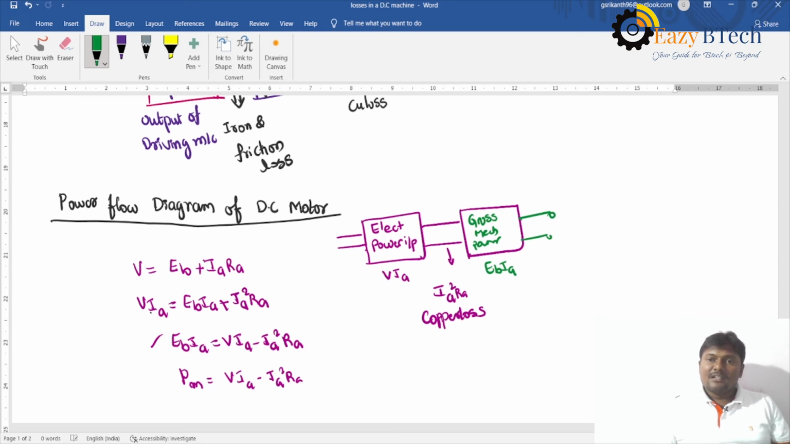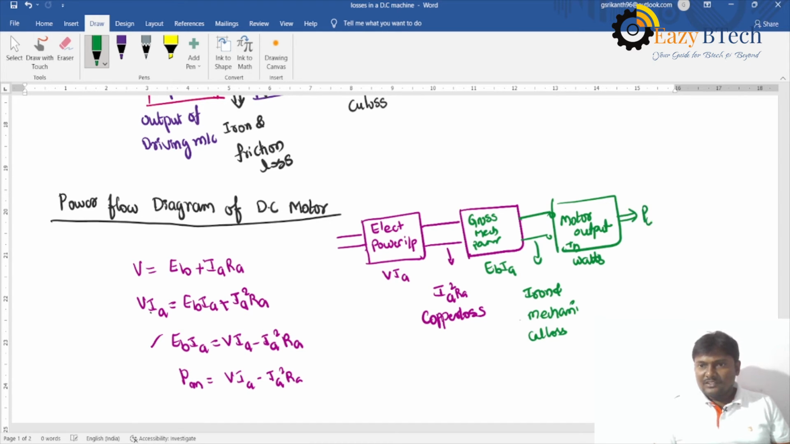From this power, if we subtract iron and mechanical losses, then I got the motor output in watts. This is called the power output.